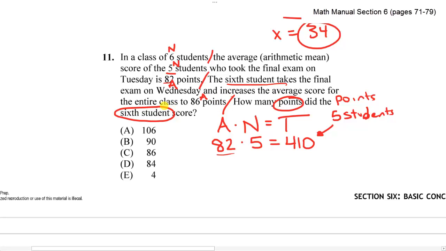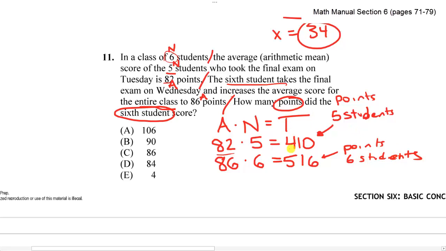Then I am going to go to this next phrase, and it says the 6th student takes the final exam and increases the average score for the entire class, which, remember, is made up of 6 students. The entire class has an average of 86. So again, I'm going to put an average in my average column. I'm going to multiply that by the number of students that made up that average, which is now 6 students. I'm going to multiply 86 by 6, that average, times that number of things to get a new total, and that new total would be 516. So this is the number of points that all 6 students amassed.